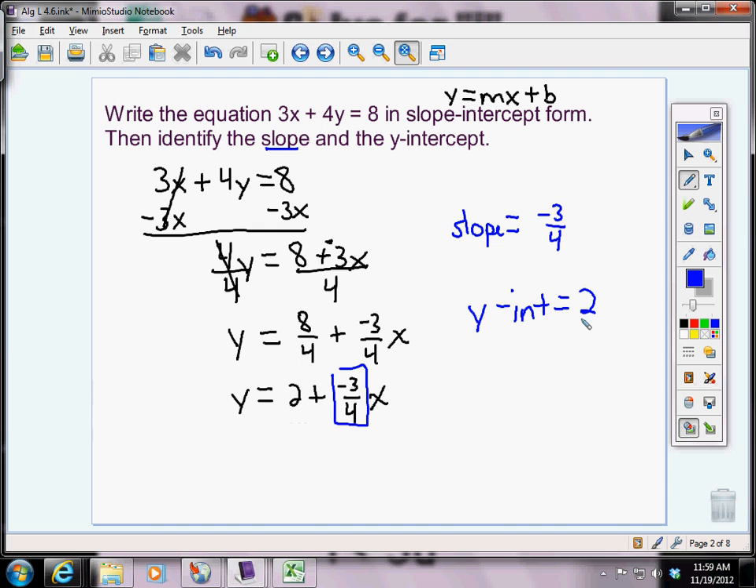What this tells me is that the graph of this original equation is going to hit the y-axis at 2, and it has a negative slope, so it's going to be going down. It's going to be going down 3 and over 4. But again, once you put it in slope-intercept form, it makes it really easy to identify the slope and y-intercept. Now, why would you want to identify the slope and y-intercept? To help us graph.